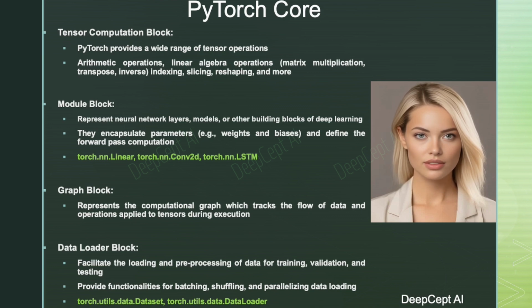execution. PyTorch employs dynamic computation graphs, allowing for runtime modifications to the graph structure, which enhances flexibility and adaptability in model construction and optimization. Lastly, the data loader block comprises utilities for efficient data loading and pre-processing, including datasets, data loaders, and transformations, enabling seamless handling of training, validation, and testing data in machine learning workflows. Together, these core components form the backbone of PyTorch, empowering users to build, train, and deploy deep learning models with ease and efficiency.